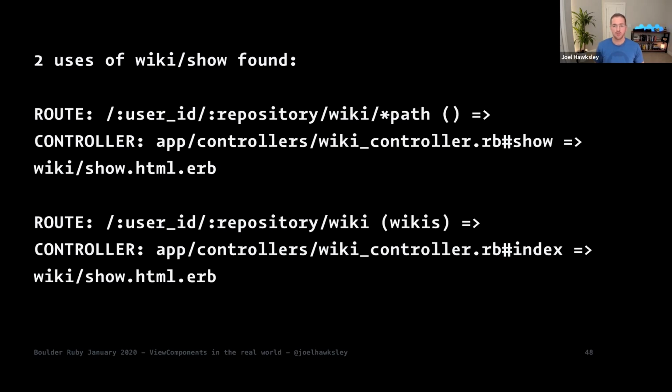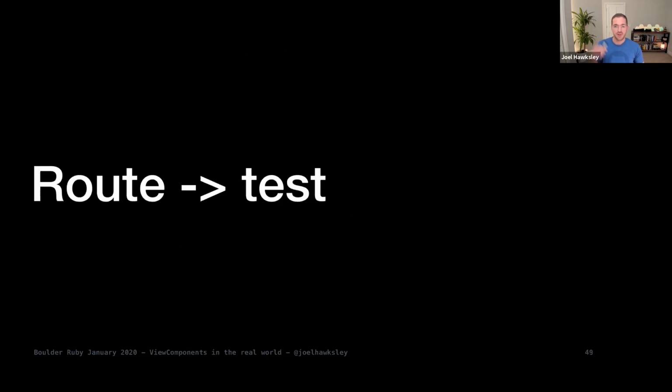So by itself, this tool was really useful. We could see all the routes that rendered a specific template. But then we realized we could use these routes to identify which controller tests rendered each template.